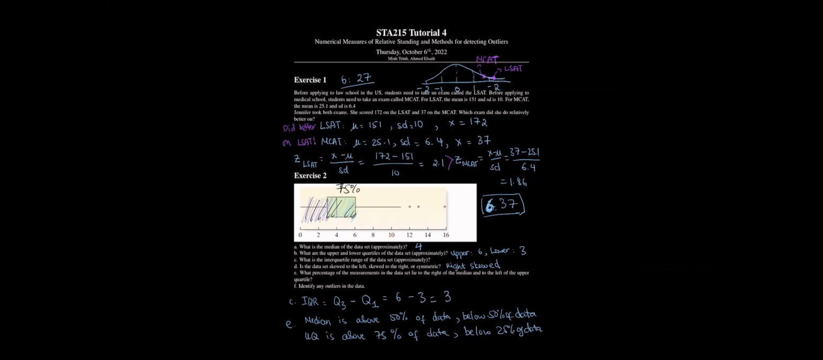So this part here is 50% because the median is above 50% of the data. The upper quartile is above 75% of the data.